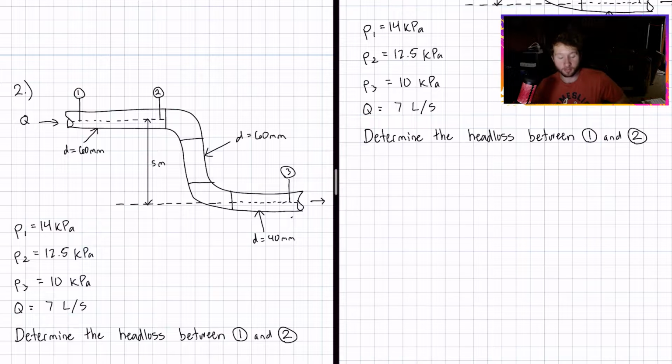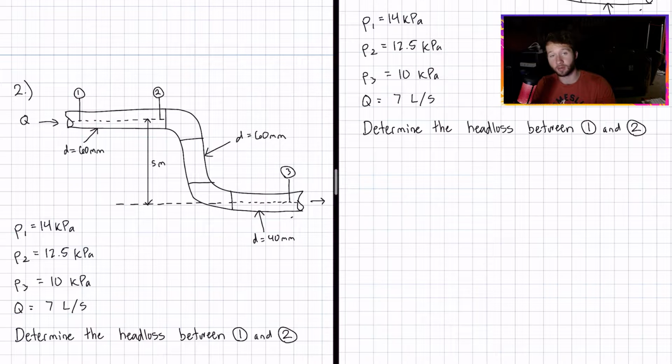Okay, for our second problem, I have this silly little pipe system with some known pressures as well as the flow rate. And we want to determine first the head loss between locations 1 and 2. I have this split screen so you can have a constant view of what the pipe system looks like, and I'm going to solve it on the right side here. So again, we have pressurized pipe flow. We're going to use our energy equation.